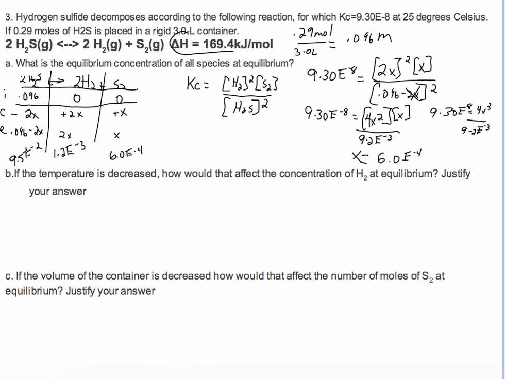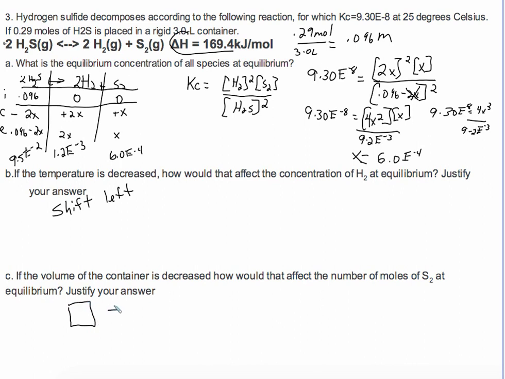Okay, now this one says if the temperature is decreased, how would that affect the concentration of H2 at equilibrium? So what you got to do is go back and look at this equation, and you see that there's a delta H here. Now that delta H is positive. That means it's going to go on this side of the equation, on the left side. So I like to think about Le Chatelier's principle: if the energy is over here and you're lowering the temperature, you're taking that away, so it's going to shift to the left. You're taking energy away from this left side of the equation, so it's going to shift to the left to kind of replace it. That's how I like to think about it.